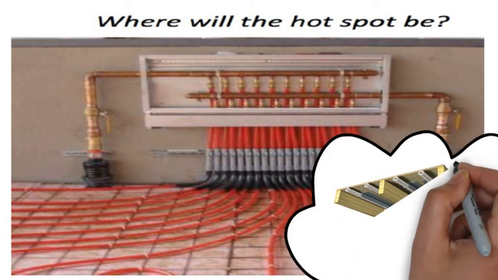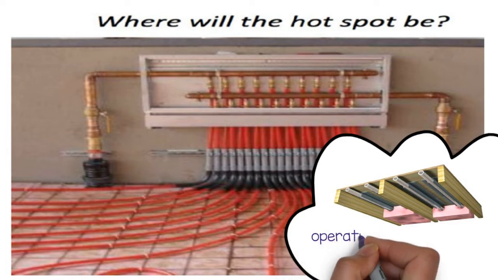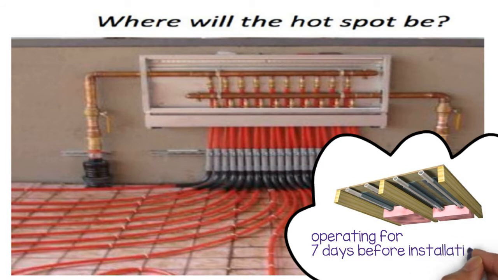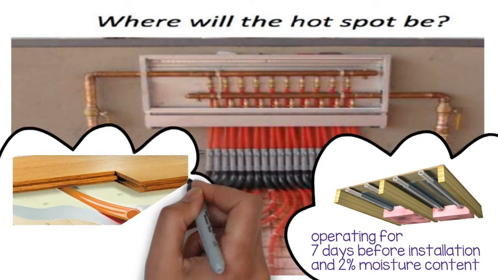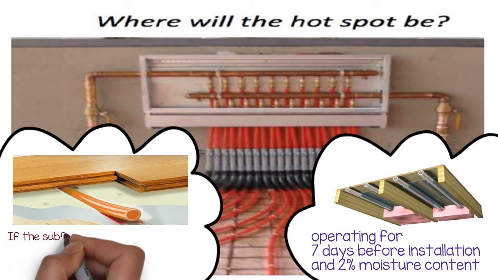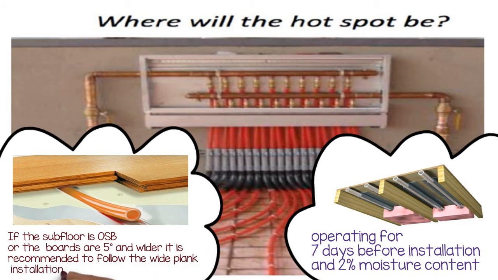It is important, especially in joist-heated systems, that they are operating for 7 days before installation takes place. The joists and subfloor must be within 2% moisture content of the hardwood flooring before install and prior to installing the basement ceiling. With a wood-based subfloor, the product can be nailed down, providing the piping is out of range of the fasteners. If the subfloor is OSB or the boards are 5 inches and wider, it is recommended to follow the wide plank installation method without underlay.